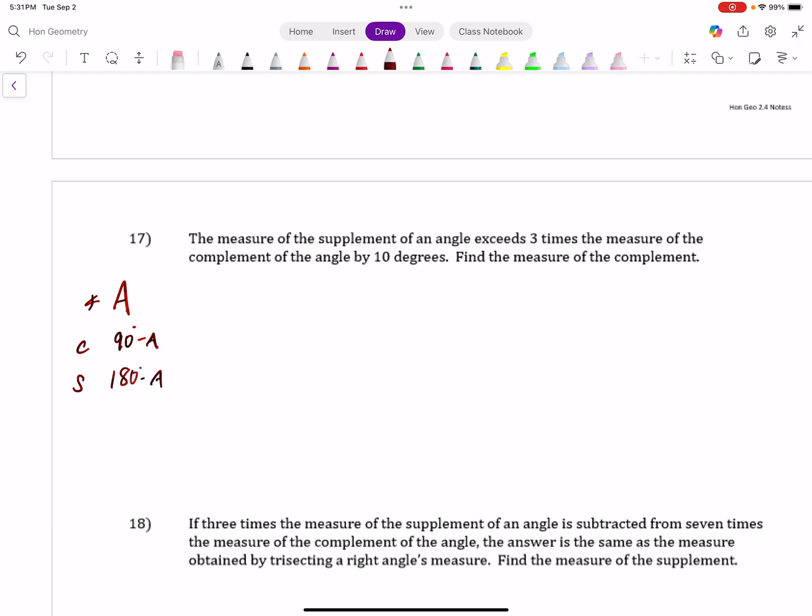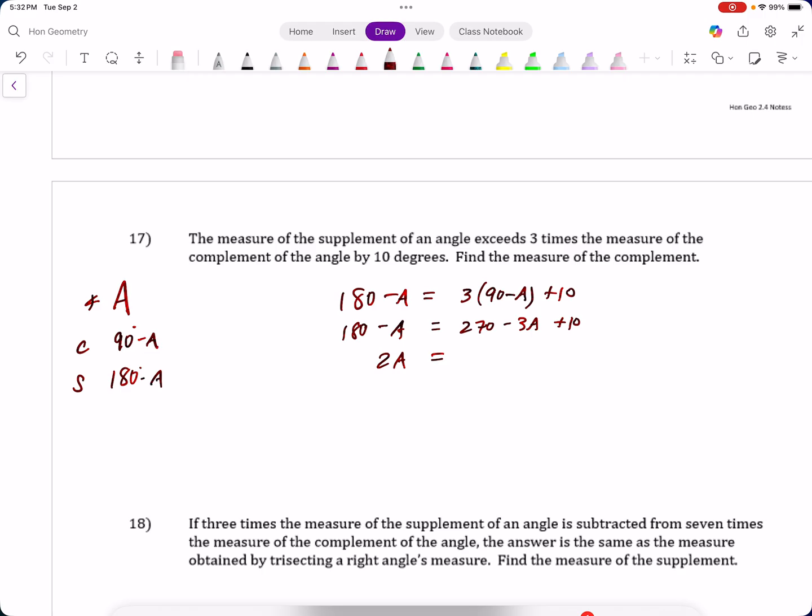So the measure of the supplement exceeds, so it is 3 times as much, so it exceeds it by 10. So this is 10 more than 3 times the complement. So, 270 minus 3A, add another 10. Let's add 3A to both sides. So we've got that. If we subtract 180 from both sides, that'll leave 90, and then you still have that extra 10.